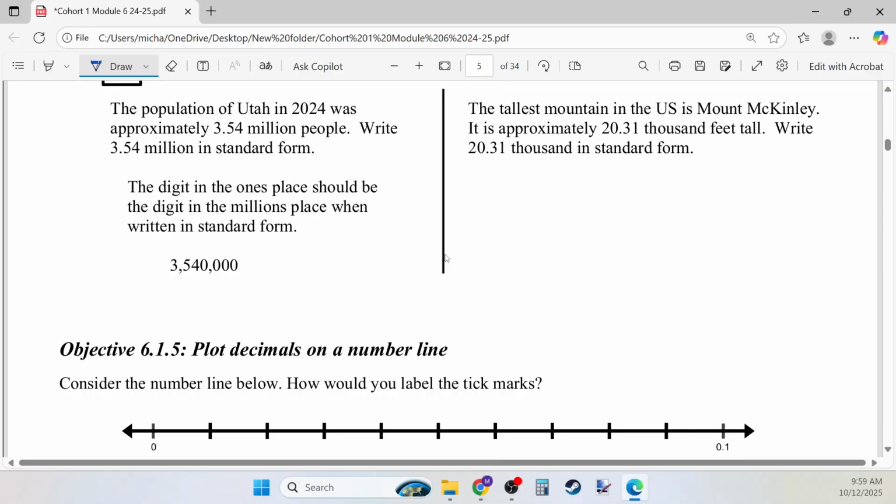The tallest mountain in the United States is Mount McKinley, which is approximately 20.31 thousand feet tall. Write that in standard form. So that would be 20,310 in standard form. So that's not too bad.